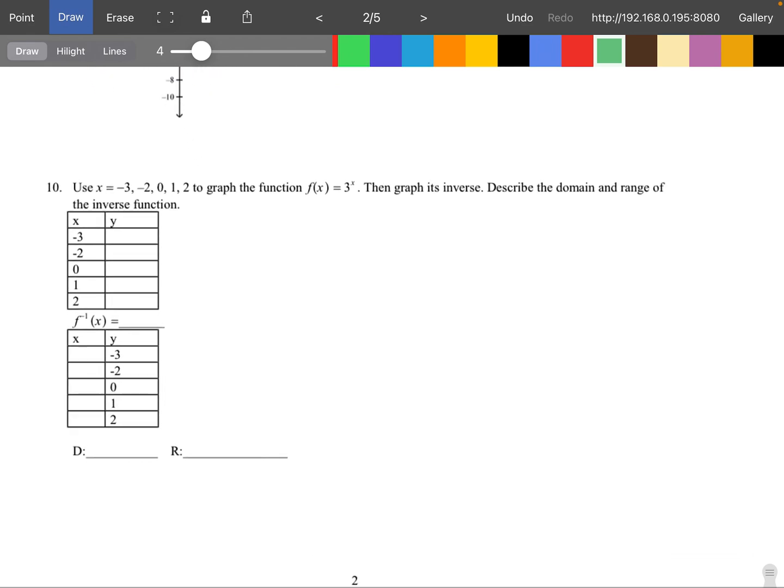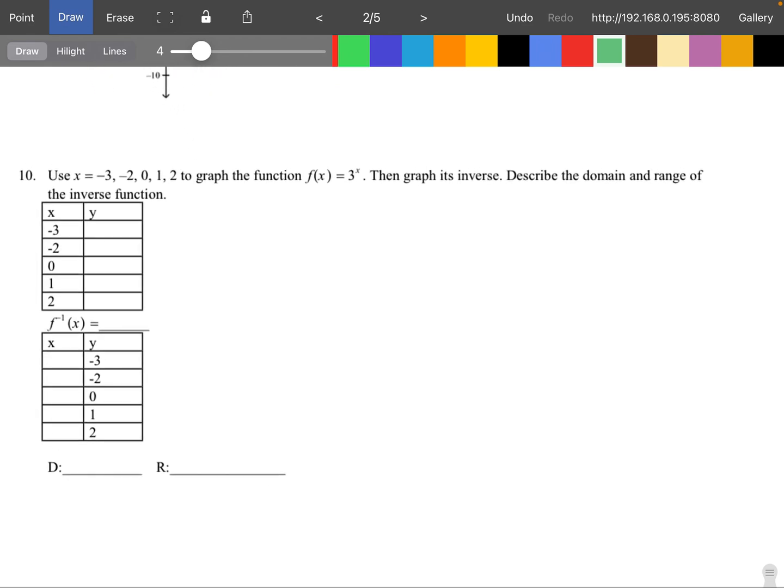For number 10, using -3, -2, 0, 1, and 2 to graph the function f of x equals 3 to the x. Then graph its inverse, and describe the domain and the range of the inverse function. So we can put 3 to the x in our calculator and then use the table.